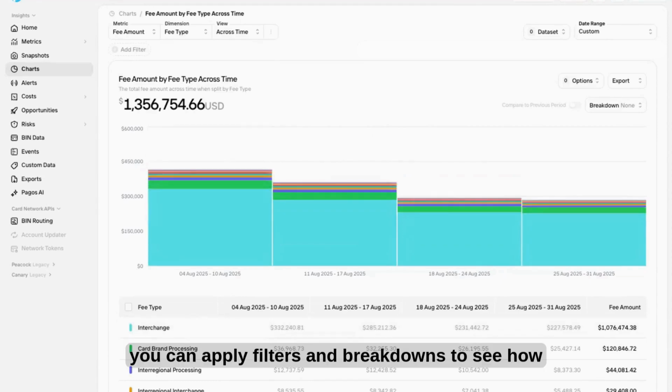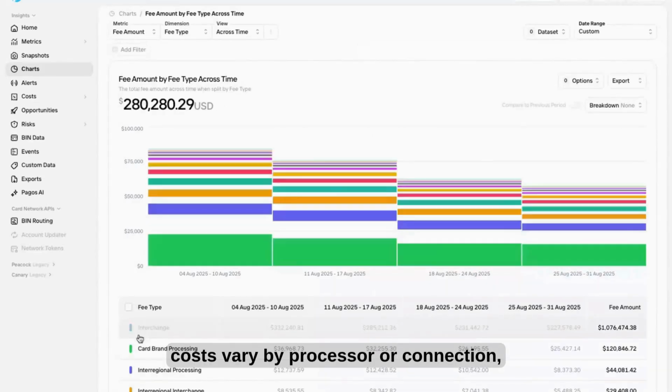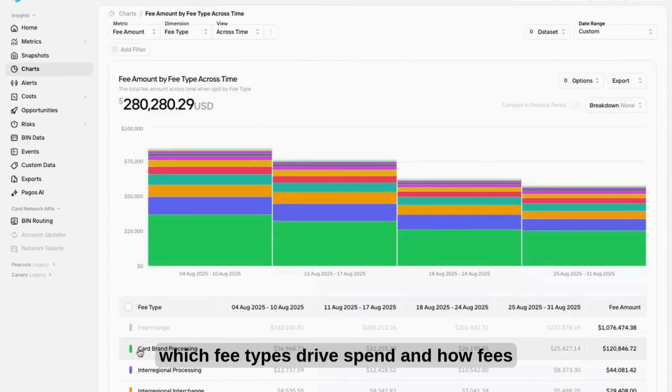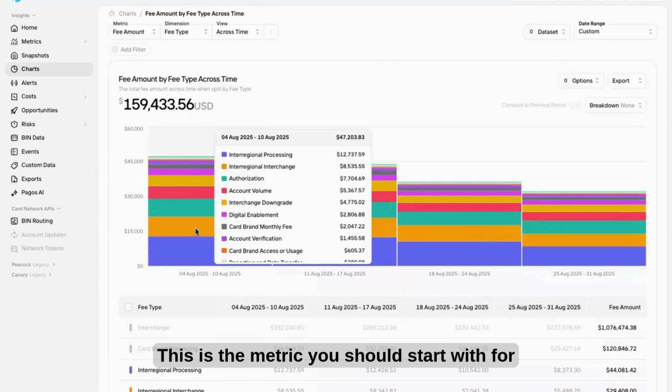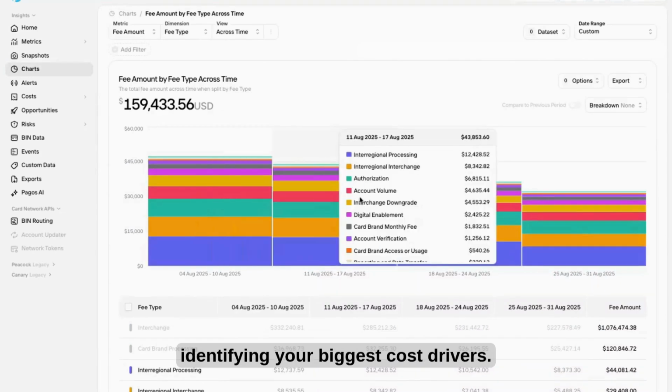In charts, you can apply filters and breakdowns to see how costs vary by processor or connection, which fee types drive spend, and how fees trend over time. This is the metric you should start with for overall cost visibility or when you're identifying your biggest cost drivers.